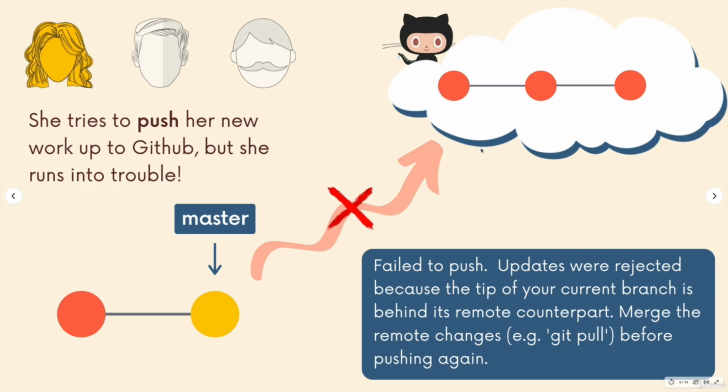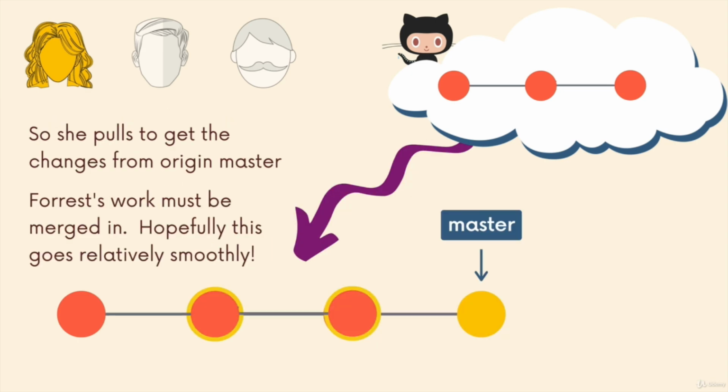So already we hit a roadblock, right? Just for Pamela to push her code up, she has to pull down everything that her other collaborators have pushed up. They're all working on the same branch. So she does that. She pulls down, she gets the changes that Forrest had pushed on the master branch from GitHub. Then she merges her work in, and hopefully that goes smoothly. There might be a bunch of conflicts, maybe not, but she has to do it. And then she can push back up.